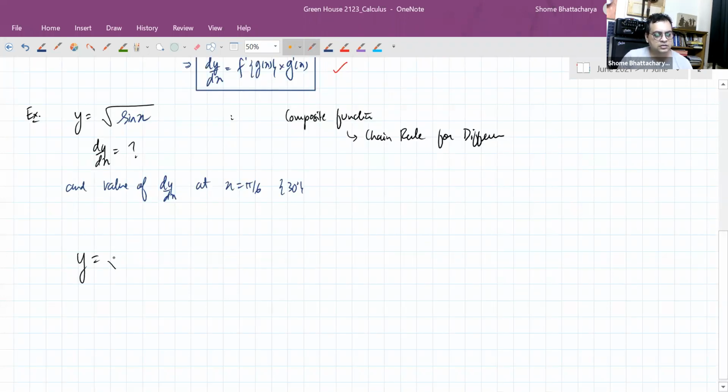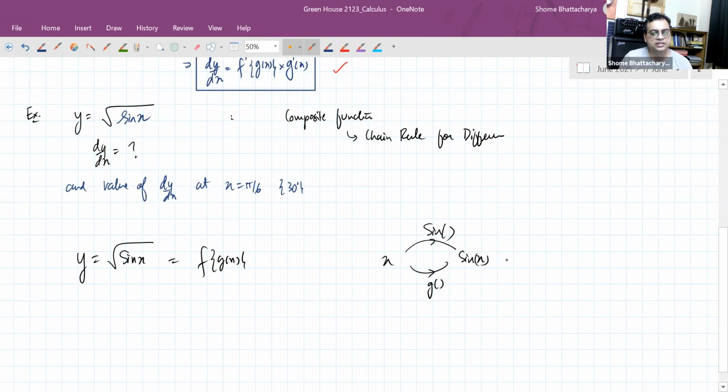If you think about it like this, this is a function of the type f of gx, where you can see that on x we have operated sine first, the sine function. So that is our g. So we've got sine x, that is our gx. And then on that we have operated the square root function. So that is our f.